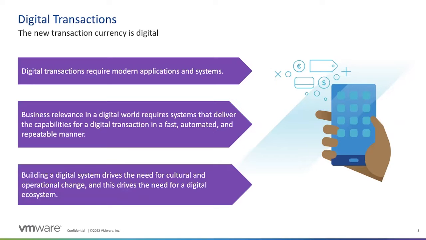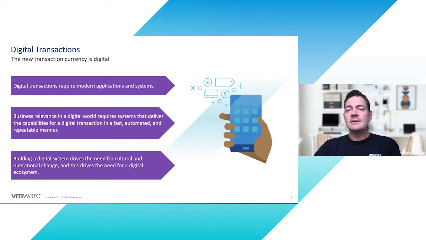And more importantly, a digital system drives the need for cultural and operational change, and this in turn requires a digital ecosystem that is well integrated and automated. Quite a mouthful, right? But it doesn't need to be complicated to implement, and it doesn't have to replace existing systems all at once, because DevSecOps is a journey. And a platform should be able to support that journey and add capabilities in an incremental way, one at a time, at the right time, as needed.